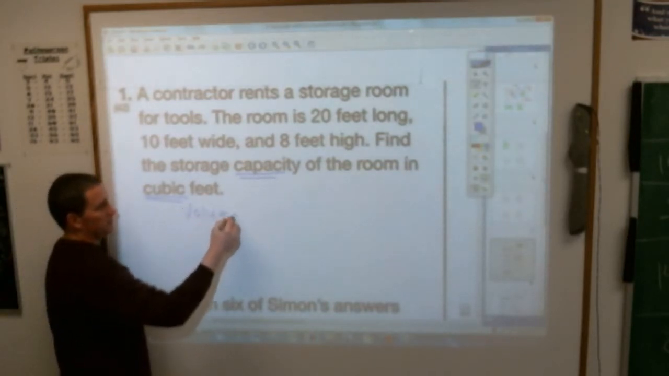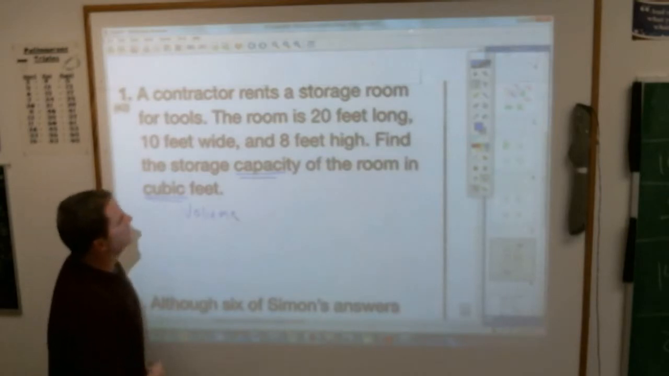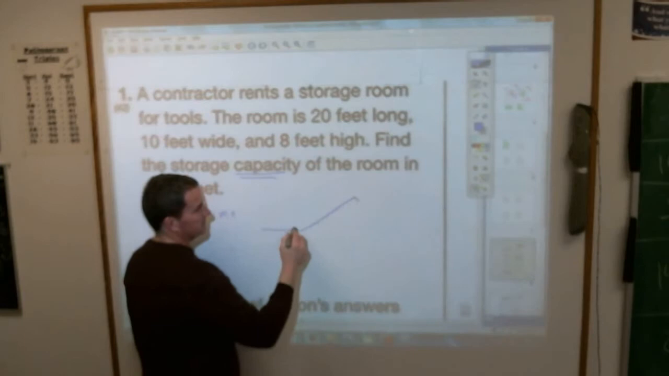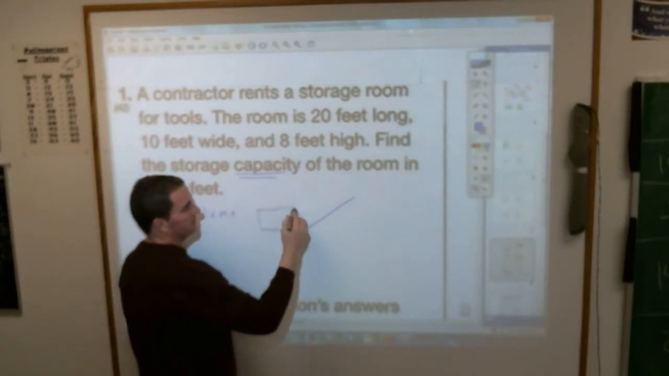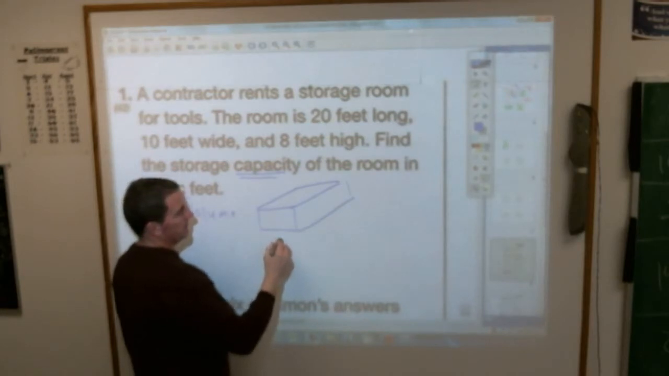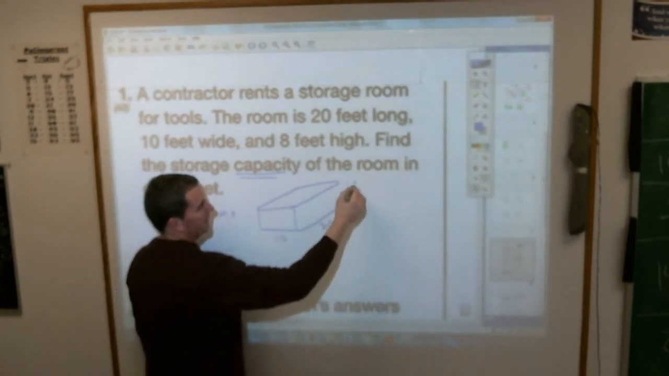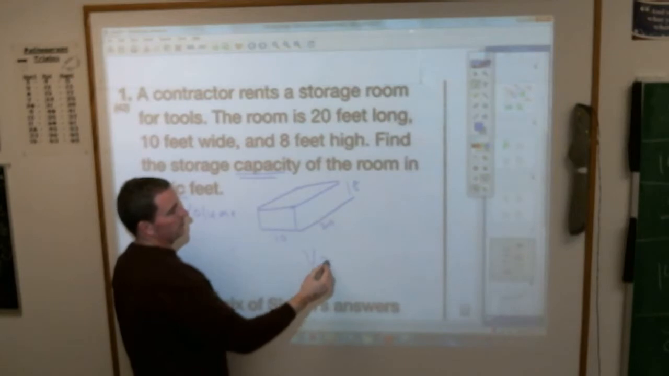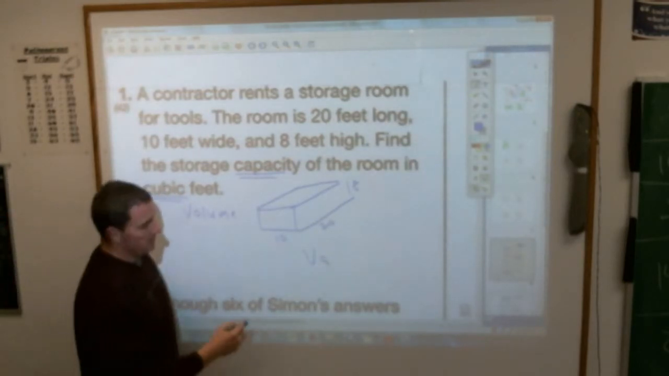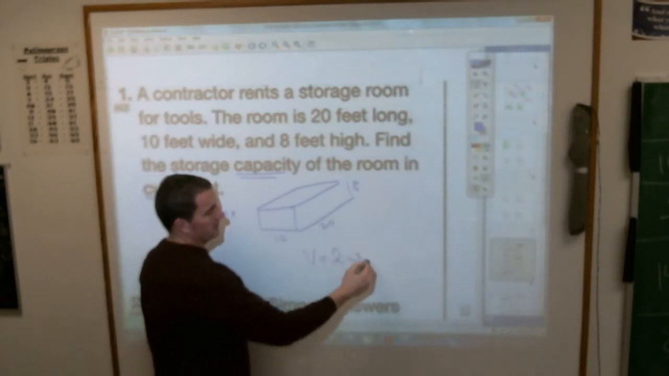Caitlin, did you draw the picture? Or sketch it out? It is a 10 by 20 by 8. They're just asking you for the volume, and the volume of a rectangular prism is length times width times height.